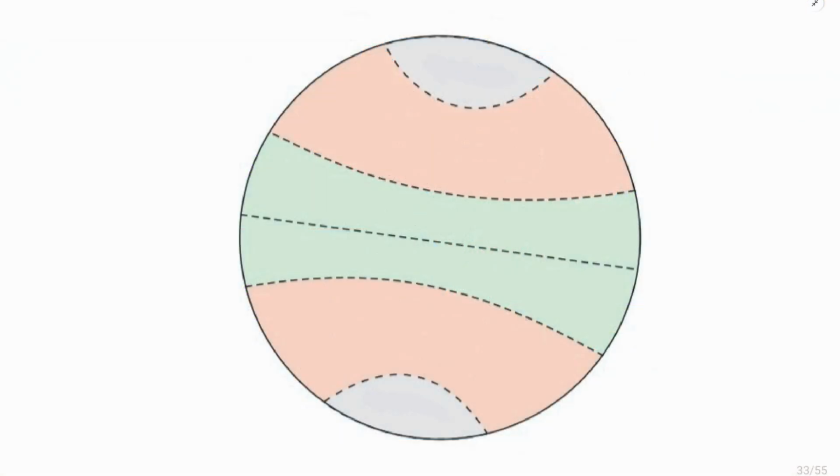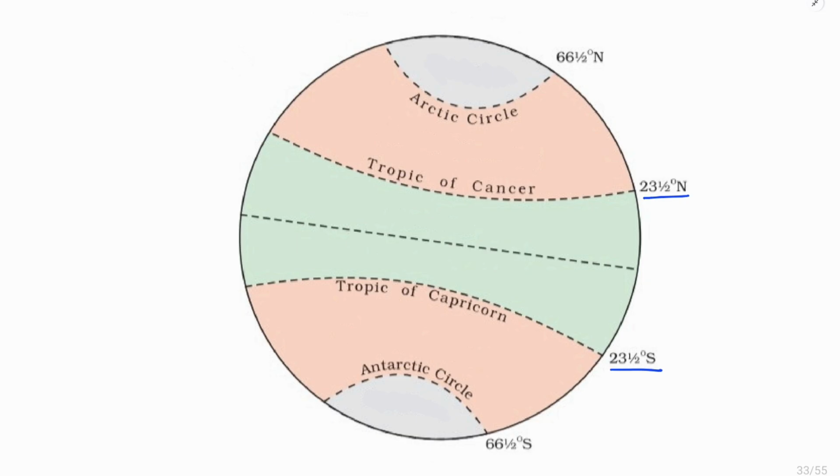Now that we've seen the longest latitude, that is the equator, let's see some other important latitudes. We have the Tropic of Cancer at 23.5 degrees north, the Tropic of Capricorn at 23.5 degrees south, the Arctic Circle at 66.5 degrees north, the Antarctic Circle at 66.5 degrees south, the North Pole at 90 degrees north, and the South Pole at 90 degrees south.